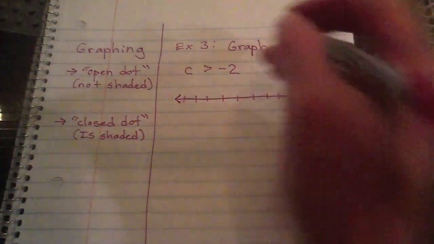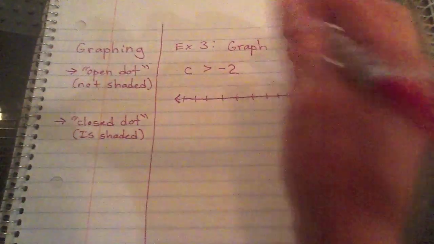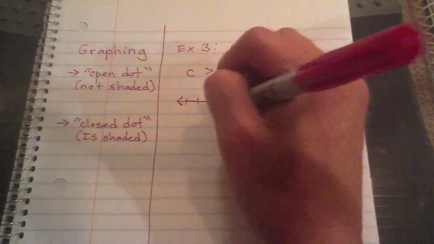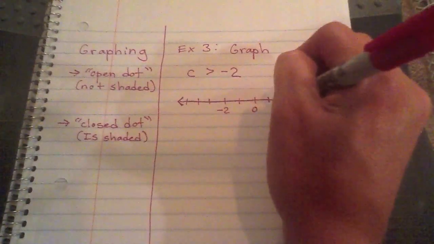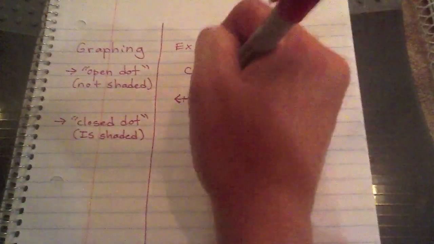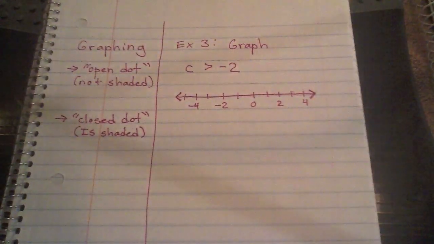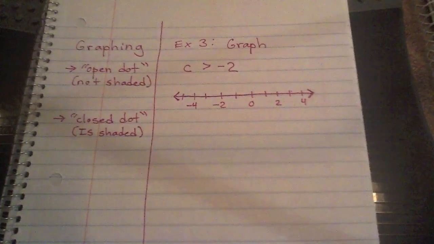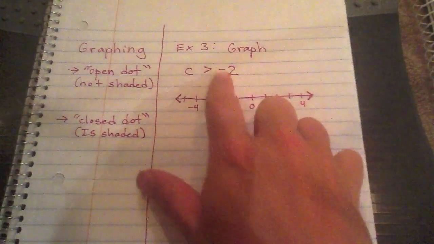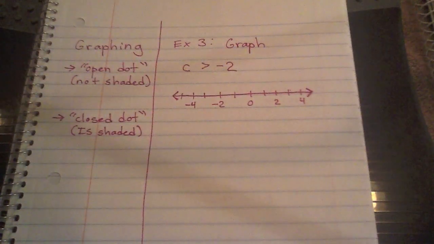So I know I need something with negative 2 about at the middle. I usually put this number somewhere toward the middle of my graph. I'm going to go ahead and put negative 2 right there. Negative 1, 0, 1, 2, 3, 4, negative 3, negative 4. So you can label every other if you want. Once you have this set up, you always start at whatever this number is right here. So your dot starts there.